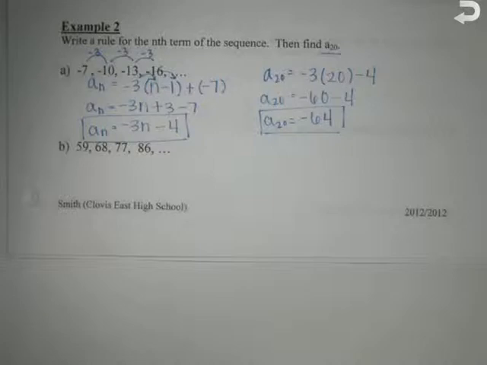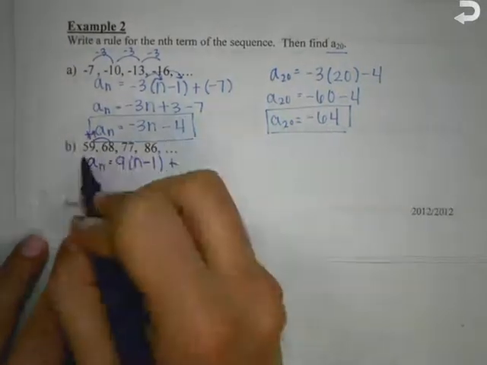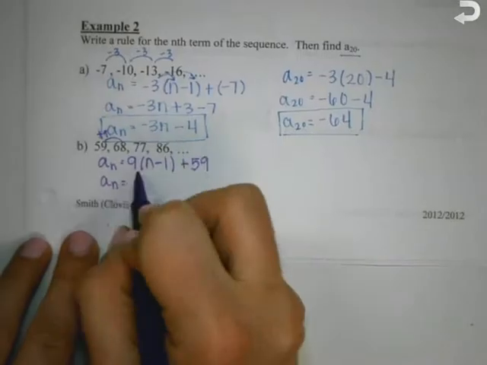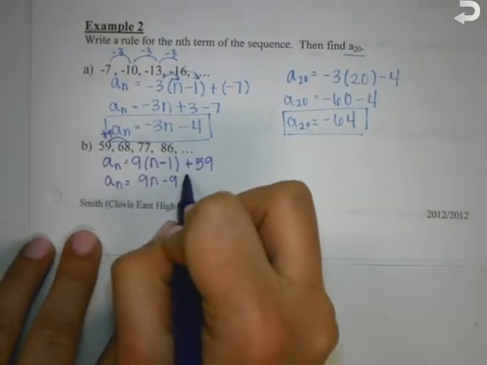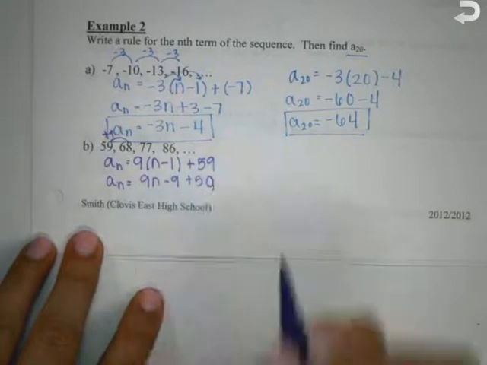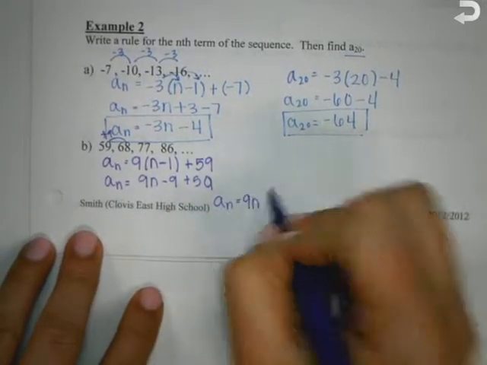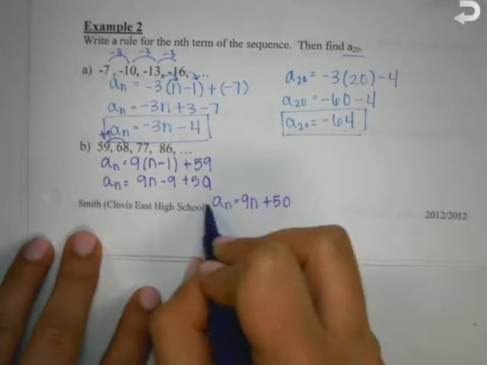So when I plug that in, a sub n equals 9 times n minus 1 plus the first term, which is 59. Plus the first term, which is 59. Okay, so we distribute. So a sub n equals 9n minus 9 plus 59. So a sub n equals 9n plus 50. Is that what you got?